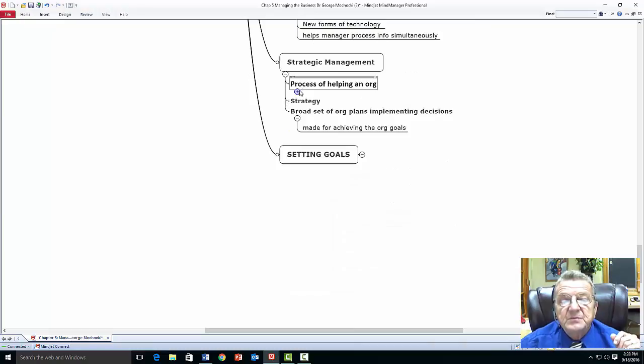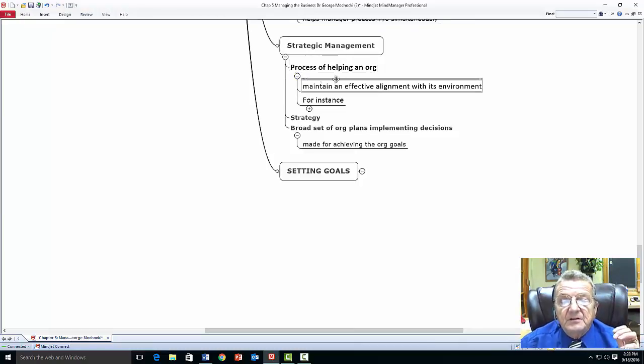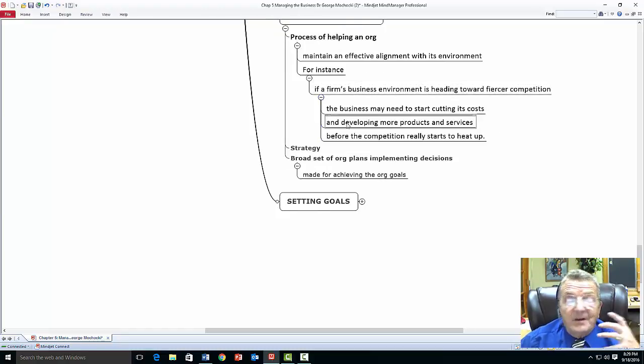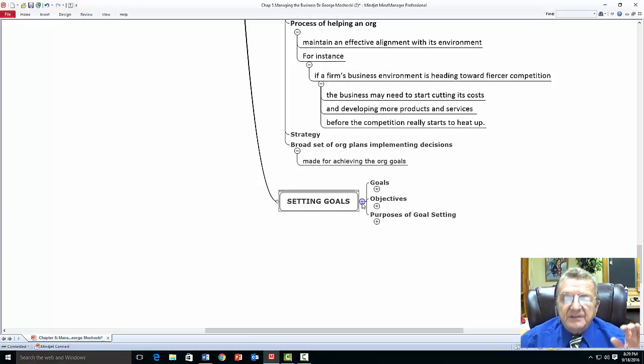Okay, strategic management: the process of helping the organization maintain effective alignment with its environment. For example, and we talked about this real quickly, if the firm's environment is heading towards fiercer competition, how do I start cutting costs, develop more products or services, or look for a new market that we could sell to? Okay, so that's the strategy. Broad set of plans, implementing decisions. Now, this is the hard one.